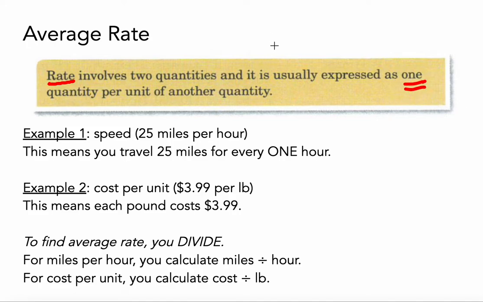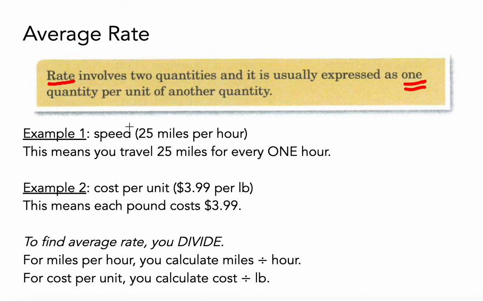So normally a ratio would be like 5 to 3 or something like that. But a rate needs one of the units to be expressed as just one quantity. So we're going to go over what we mean by that. A couple of popular examples of rate are speed and the cost per unit. Those are the most common ways that we'll hear about rate in everyday life.